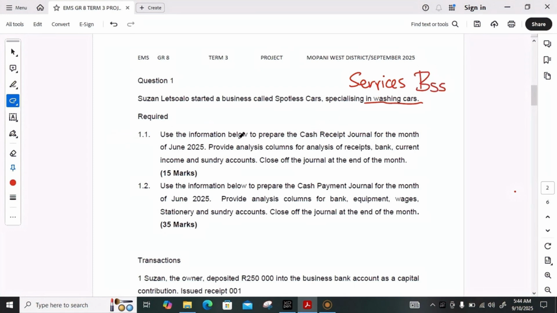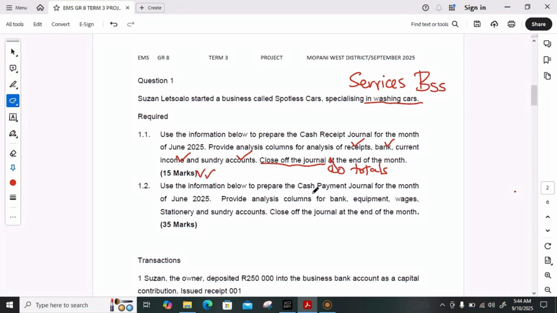The required section: use the information below to prepare the CRJ for the month of June 2025. Provide analysis columns for analysis of receipts, bank, current income, and sundry accounts. Close off the journal, which means you must do totals at the end of the month. That's how you close off, and this will give you 15 marks.